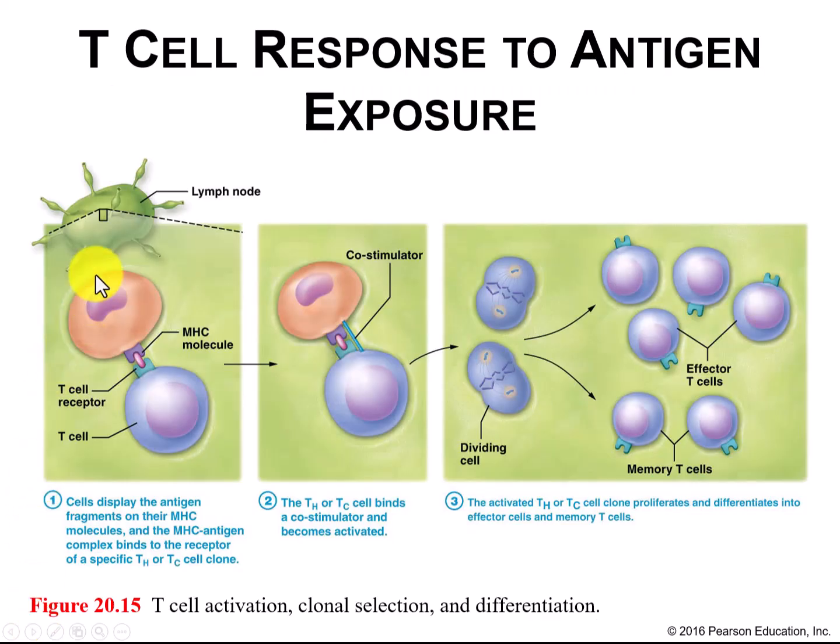And so here we can see in the lymph node that another type of antigen presenting cell presents the antigen on an MHC, the T cell binds, and the co-stimulator is involved. So this is just a generic version of what we saw with the dendritic cell. It stimulates them to bind, and effector cells and memory cells are generated from that activation.